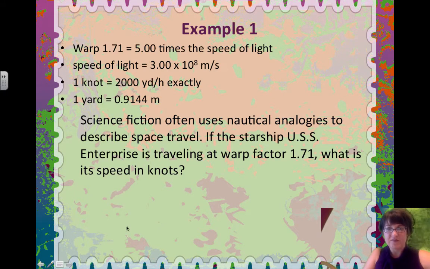So let's start with what we know. I'm traveling at a warp factor of 1.71. So I'm going to call that 1.71 warp.